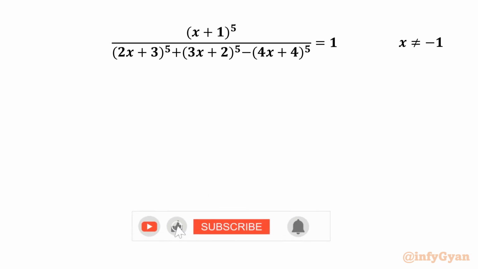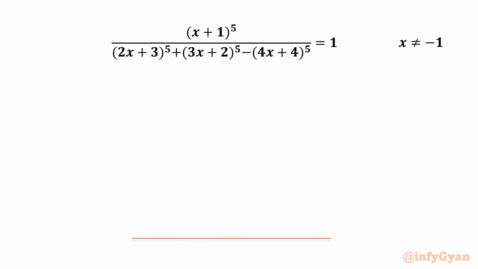In this video, we are going to solve another very interesting question from rational equations, given that x cannot be negative 1. If we plug in x equal to negative 1 into our equation, LHS will give us 0 over 0 form, or indeterminate form. That's why we cannot consider x equal to negative 1 as our answer.